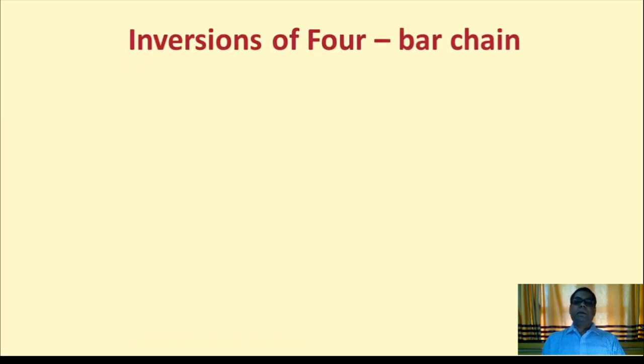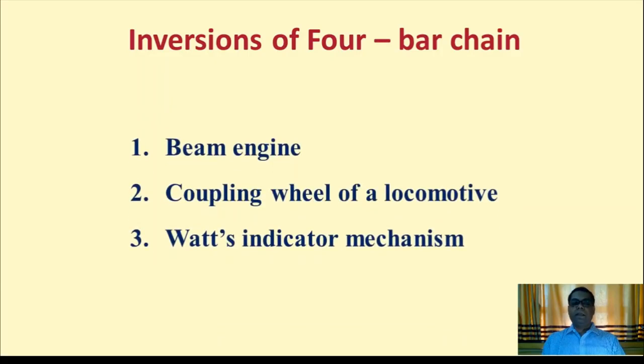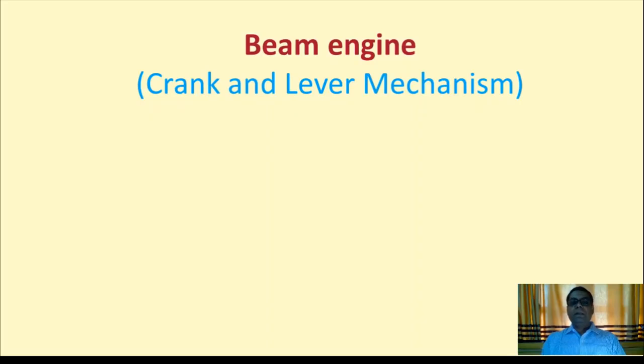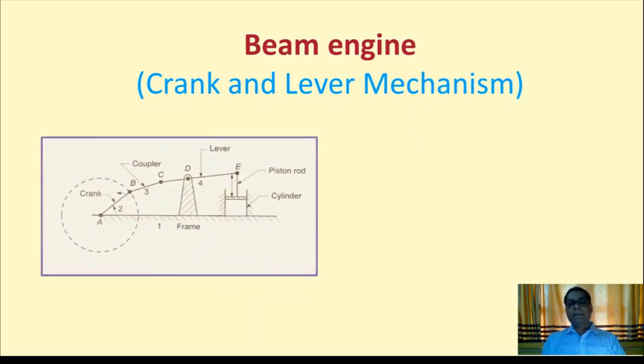Let us discuss the inversion of a 4-bar chain. The inversions are commonly known as the beam engine, the coupling wheel of a locomotive, and Watt's indicator mechanism. Although these are not the only inversions, and there are many more, in today's video we are going to discuss these three. First, the beam engine or crank and lever mechanism.